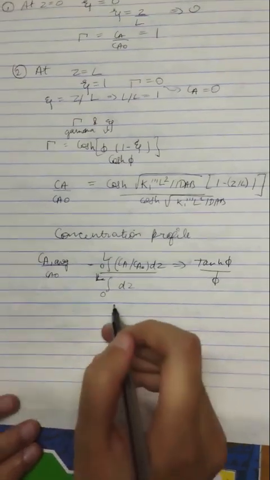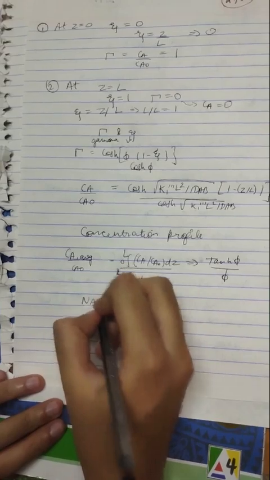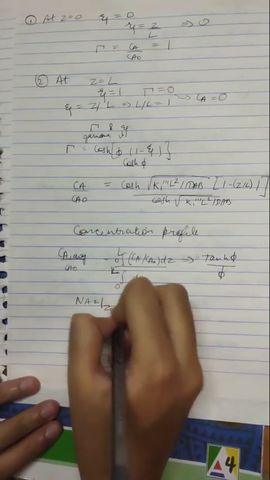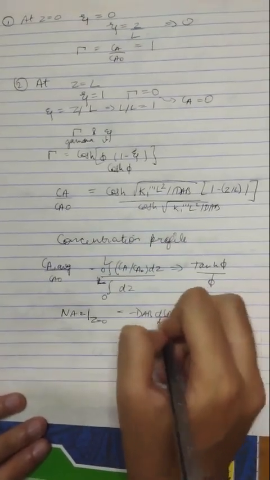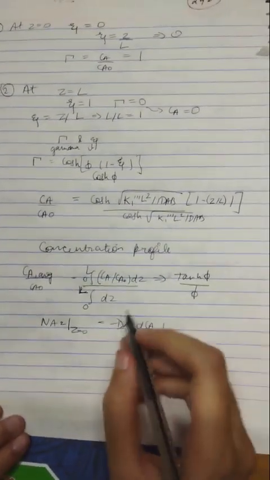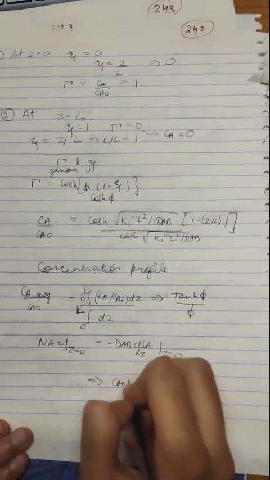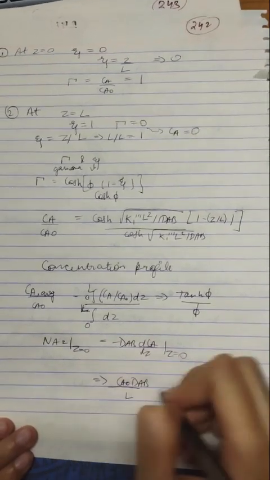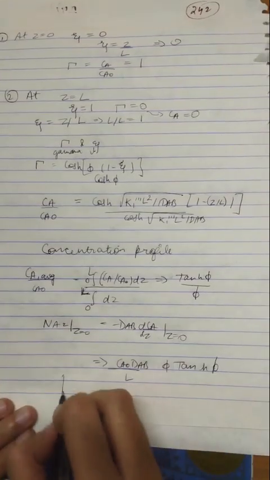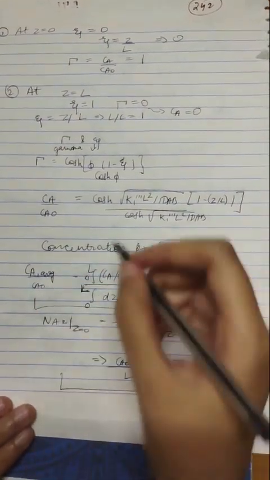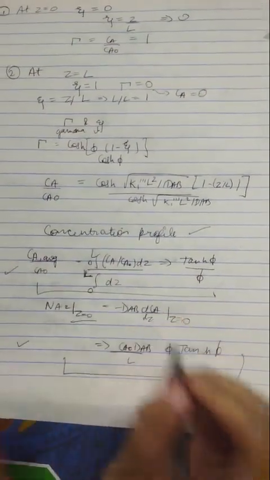Also, the molar flux at the plane z is 0 can be found by NaZ at z is 0 equals minus DAB dCA by dz at z is equals to 0, and we know that it can be rewritten as Ca naught DAB upon L into phi into tanh phi. Hence we obtain this value. We obtained the concentration profile, then the average value, and now the flux at z is equals to 0.